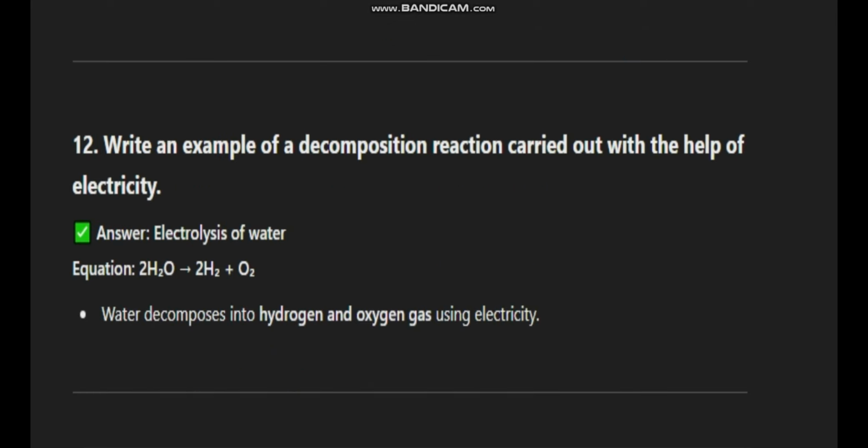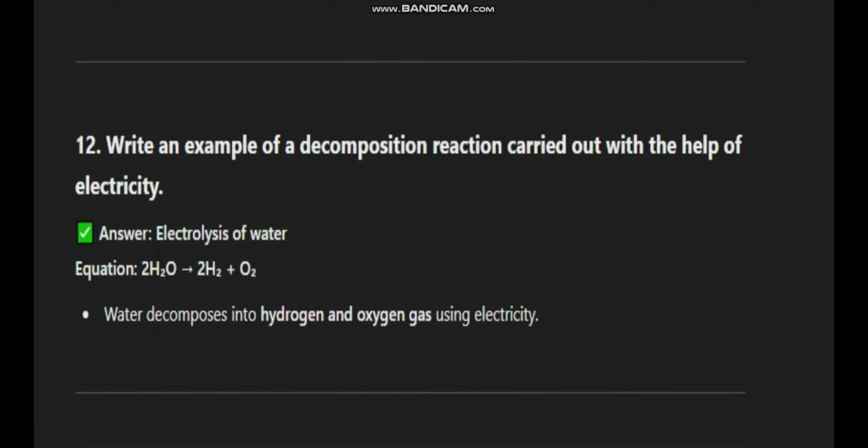12. Write an example of a decomposition reaction carried out with the help of electricity. Answer: Electrolysis of water. Equation, 2H2O to 2H2 plus O2. Water decomposes into hydrogen and oxygen gas using electricity.